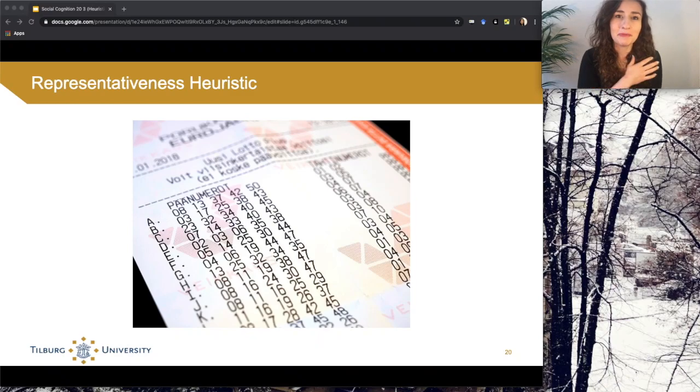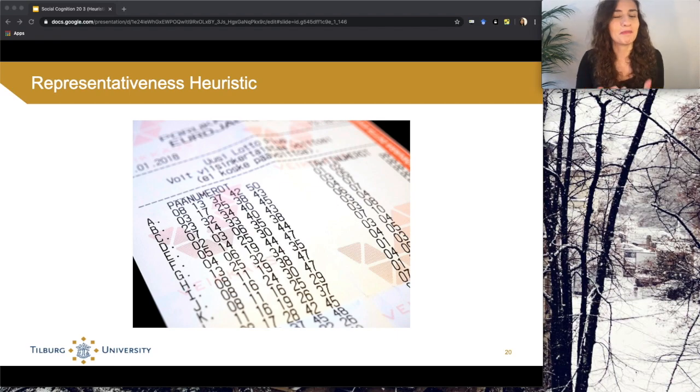Okay, so now that we've defined what heuristics are, let's dive in and take a look at what they do. So first, I want to talk to you about the representativeness heuristic. And for this, I would like you to pause the video and take part in a tiny demo experiment where I have added the link to this video here.